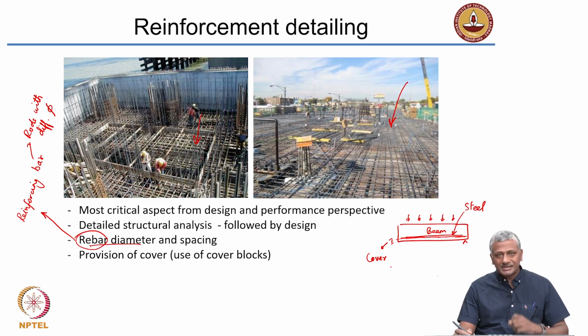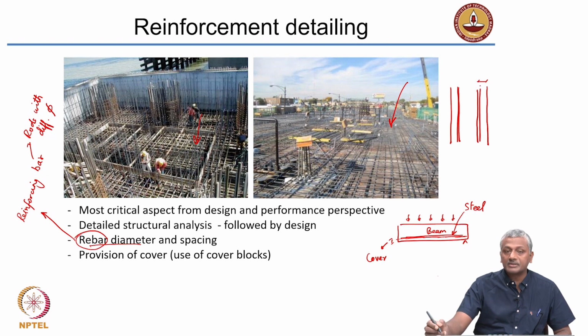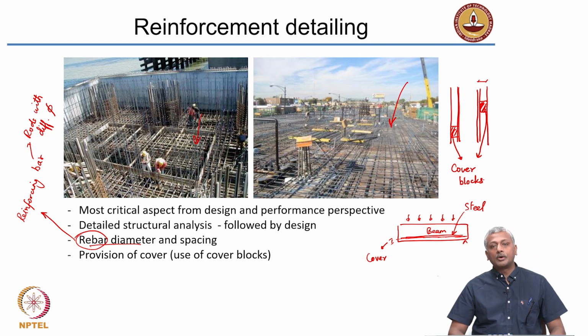And how do we actually get this cover on site? What we do is, supposing this is your formwork and that is the reinforcing steel inside, to ensure that the steel stays a safe distance away from the surface, we place these blocks. We place blocks called cover blocks which have a thickness which is equal to the thickness of the cover that you want to provide in the structure.